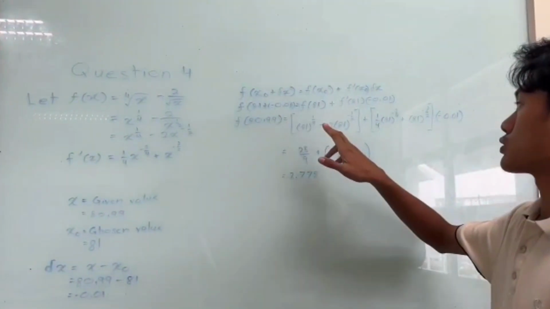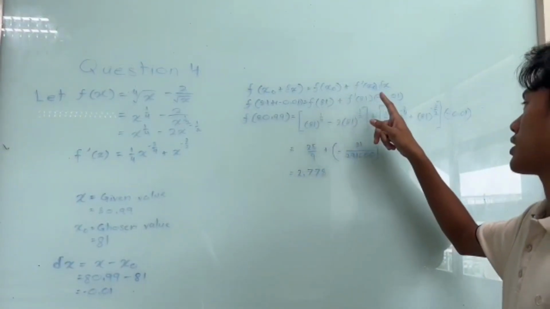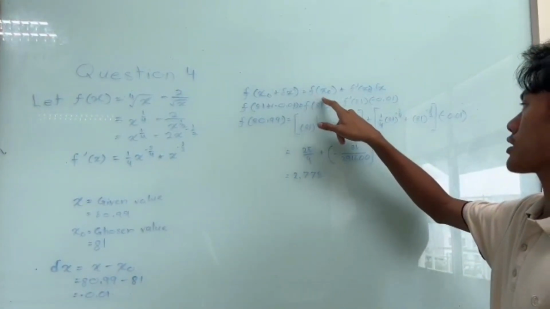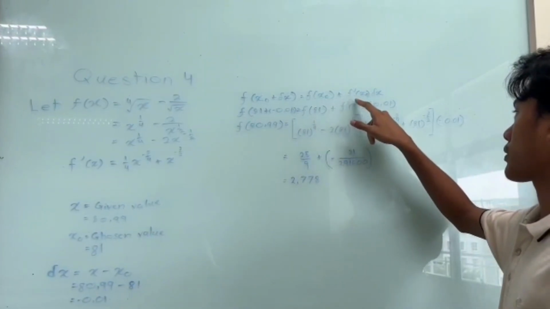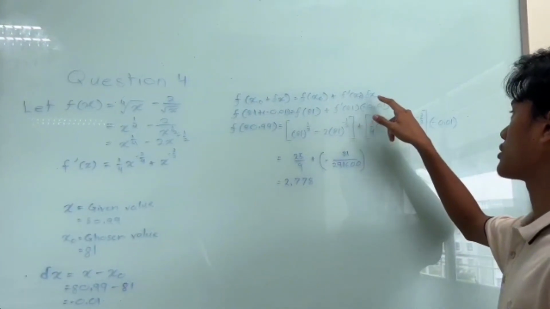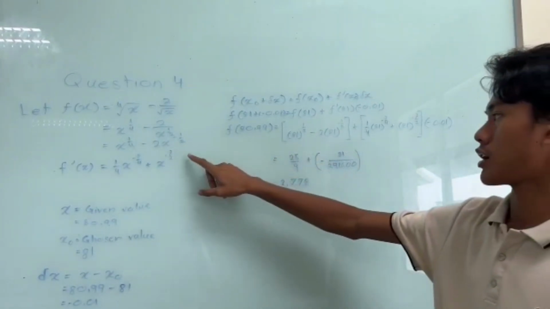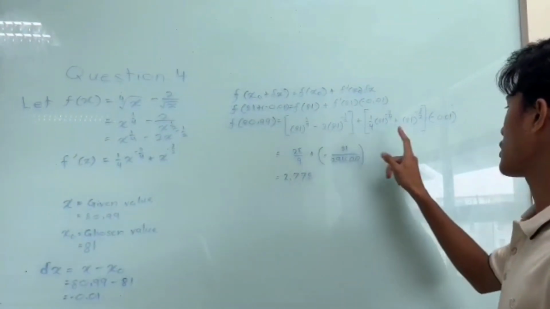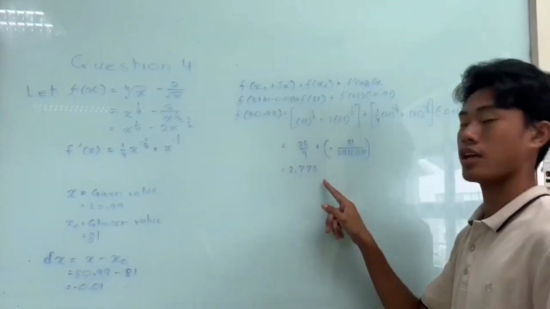Next was to key in the formula for linear approximation. f(x) equals f(x naught) plus f prime of x naught times delta x. So just key in the equation in here and we will get 2.778. That's all.